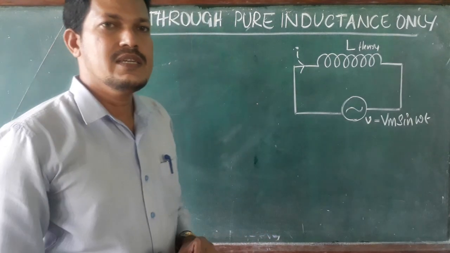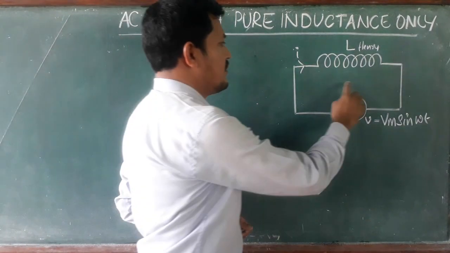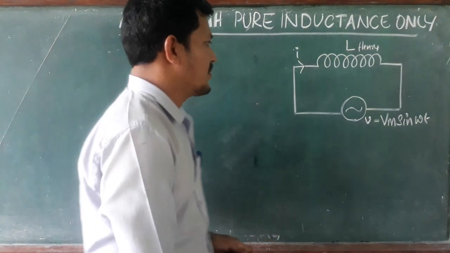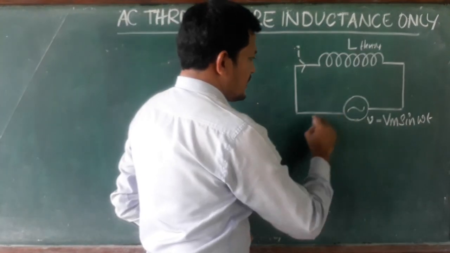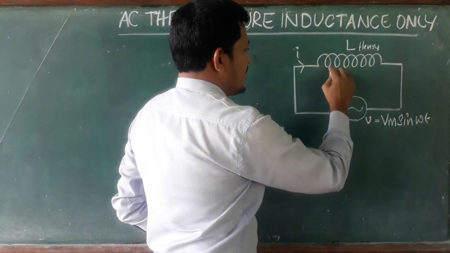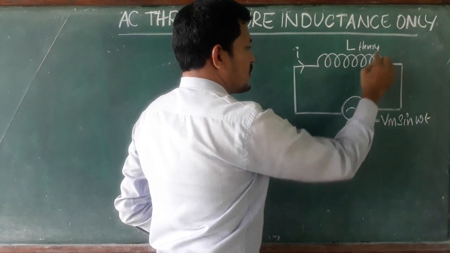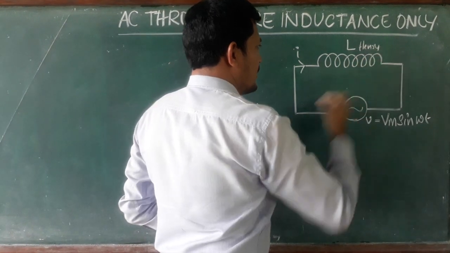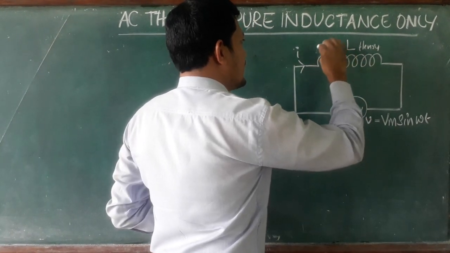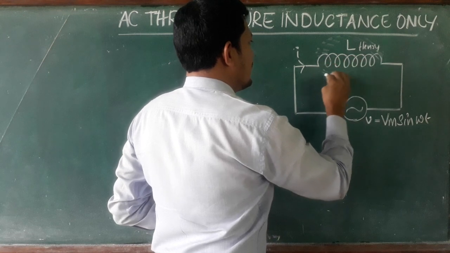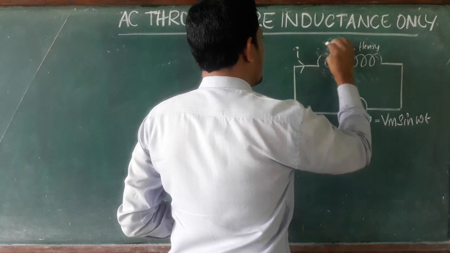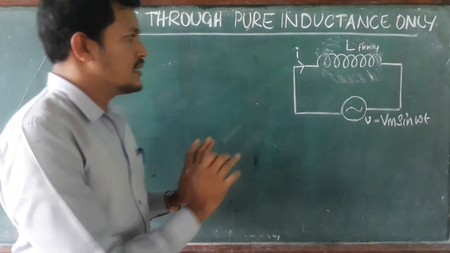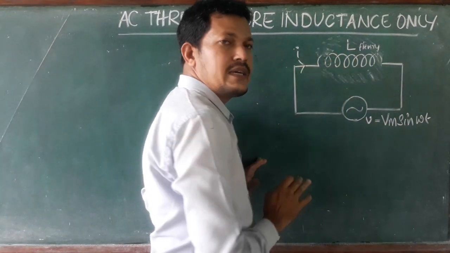Already in the last videos I explained what happens whenever an alternating current flows through the inductor. That means a varying current is flowing through the inductor. Inductor means a coil. That inductor produces magnetic flux around it. Automatically south pole and north pole happen, and magnetic flux is produced in and around the inductor.